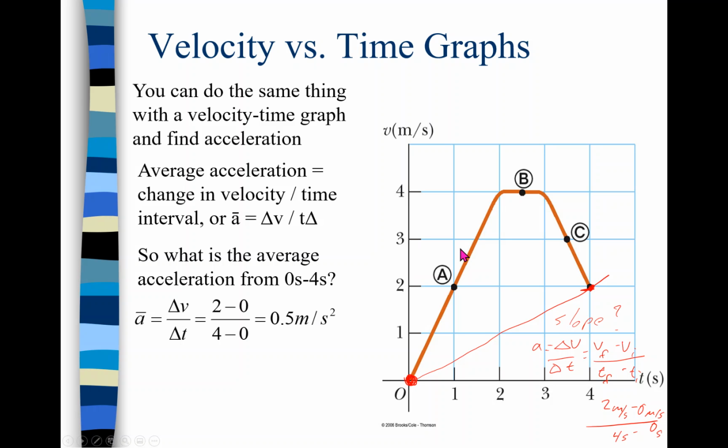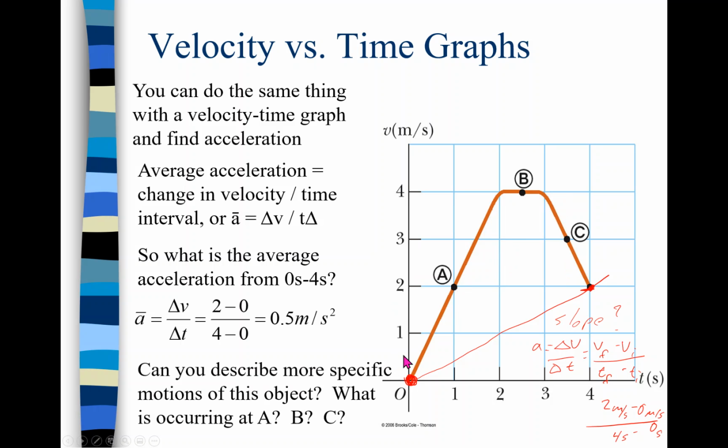What if I wanted to take the slope of the individual lines? What if I wanted to find the acceleration for these smaller segments? How would I do that? Well, what's the slope of line A? The rise is 4 meters per second. The run is 2 seconds. So 4 divided by 2 is 2, and that's meters per second over seconds, meters per second squared. 2 meters per second squared.